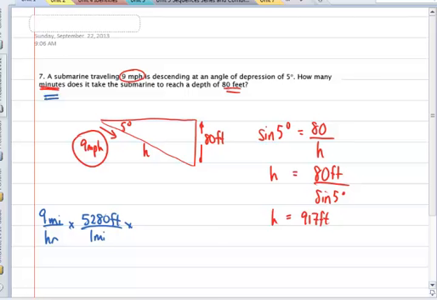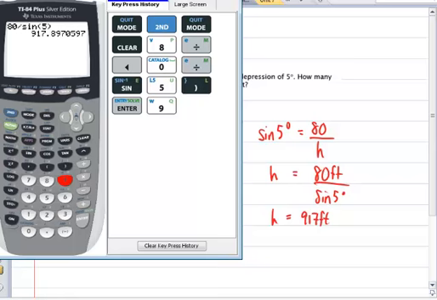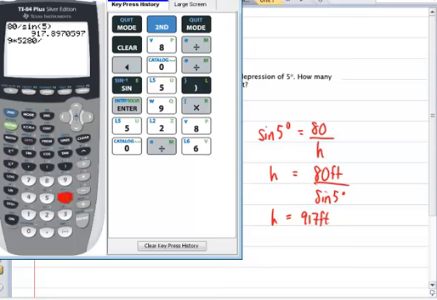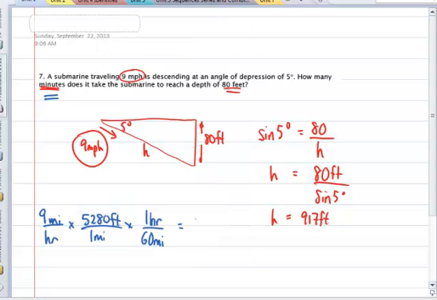Because they want to go to minutes, I've got to figure out how many minutes there are. In 1 hour there are 60 minutes. So I'm going to multiply 9 by 5,280 and divide it by 60. Let me go back to the calculator. 9 times 5,280 divided by 60, and my feet per minute turn out to be 792 feet per minute.